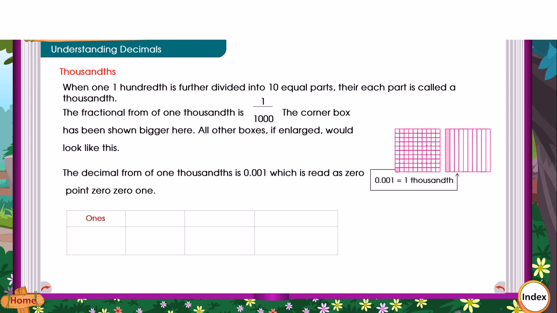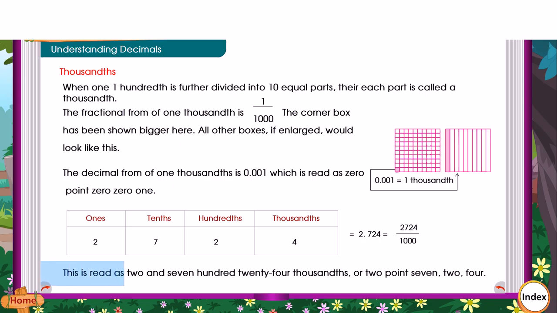Ones, tenths, hundredths, thousandths. 2, 7, 2, 4 is equal to 2.724, which is equal to 2724 by 1000. This is read as 2 and 724 thousandths or two point seven two four.